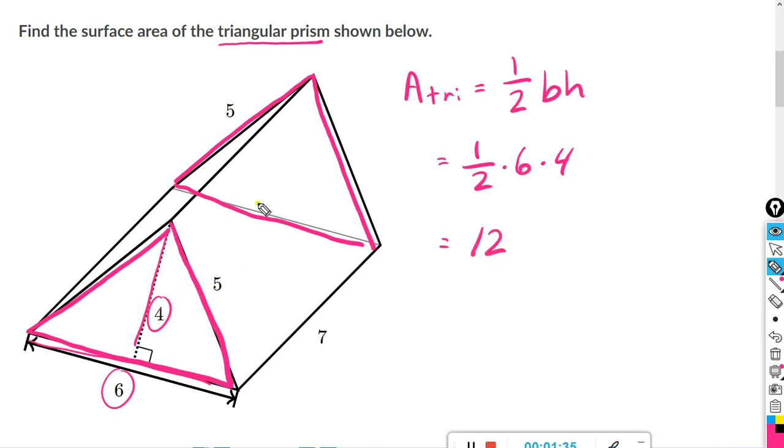Now, we did say we have 2 of the same triangles. So really, it's going to be 2 times 12. And that's just 24.